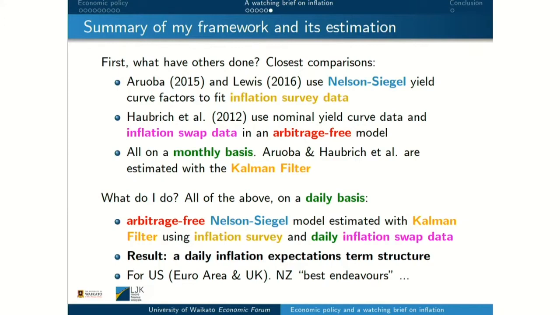The result is that I get, as I mentioned right at the start, a daily inflation expectations term structure, and that also includes the daily risk premium on inflation as well, that inflation angst that we can keep an eye on. I've got that already for the United States. I've showed you the graph on that. I've got it for the Euro area and the UK because the data is standardly available. For New Zealand, I'll use my best endeavours to see if I can track down that data and run it through the same model and show you what it looks like.